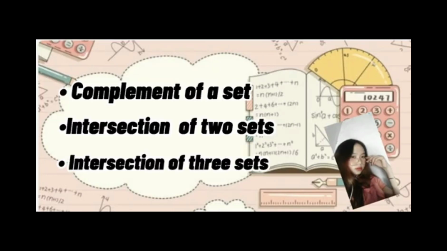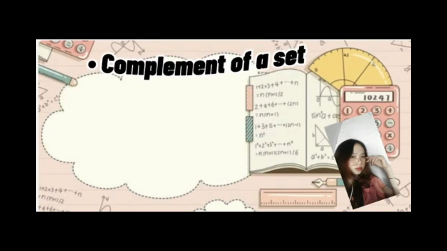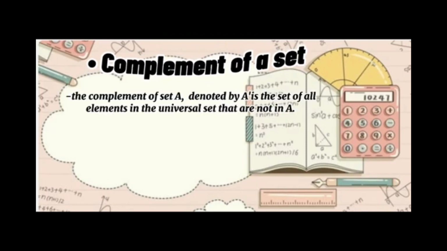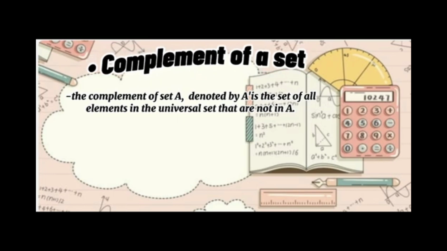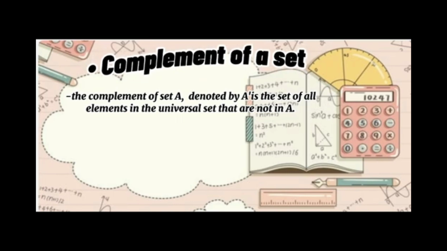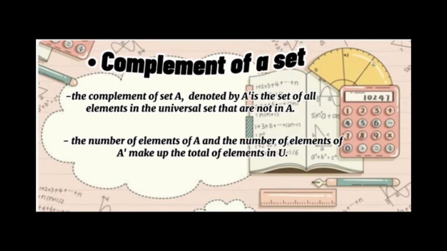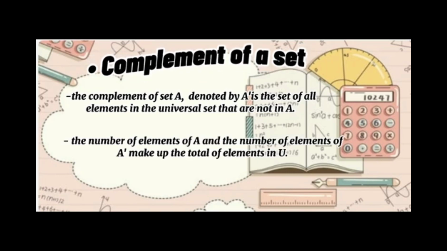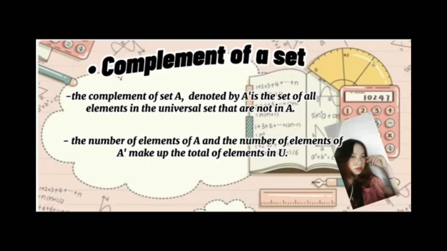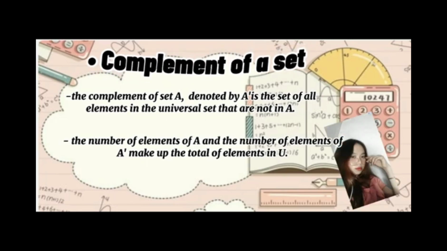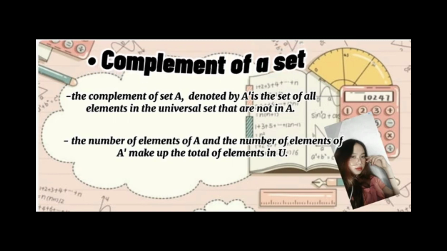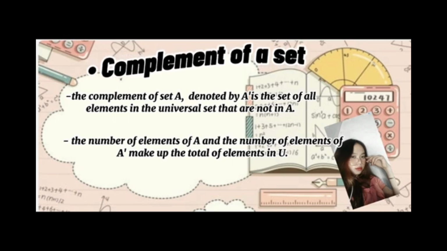I will be the one to discuss the complement of a set, intersection of two sets, and intersection of three sets. So, complement of a set. The complement of set A, denoted by A prime, is the set of all elements in the universal set that are not in A. The number of elements of A and the number of elements of A prime make up the total number of elements in the universal set. So, the complement of a set is the set that includes all the elements of the universal set that are not present in the given set.